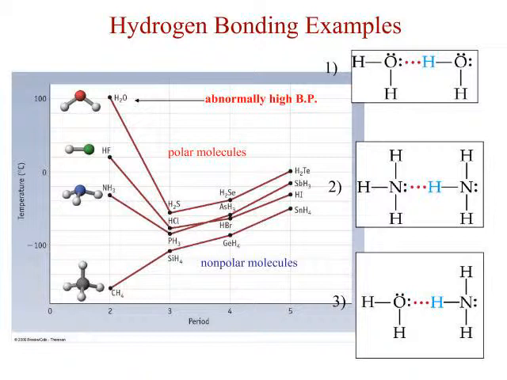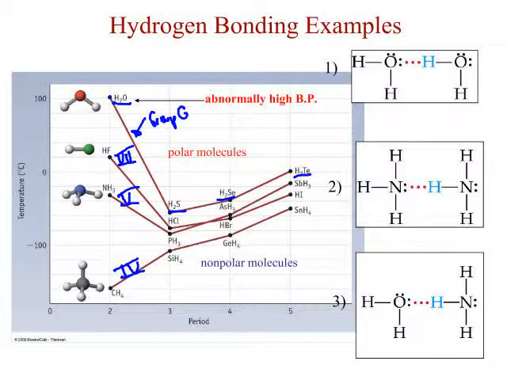Now, if we look at the effect this has on the properties of the substances, what we're looking at here on this chart, and there should be a similar one in your book, is the boiling points of different hydrides. So this line right here is the group 6 hydrides. So we have here water, H2O, hydrogen sulfide, hydrogen selenide, and hydrogen telluride. So this would be the group 7 hydrides. So we have hydrogen fluoride, hydrogen chloride, etc. Here we have the group 5 and the group 4, just for the sake of argument.